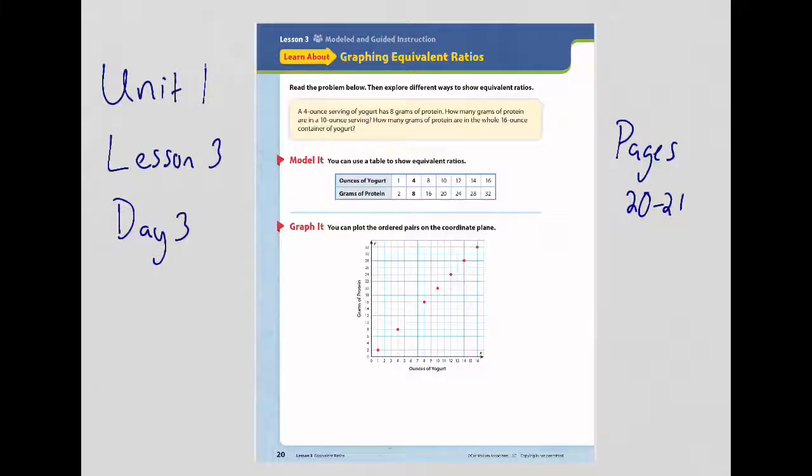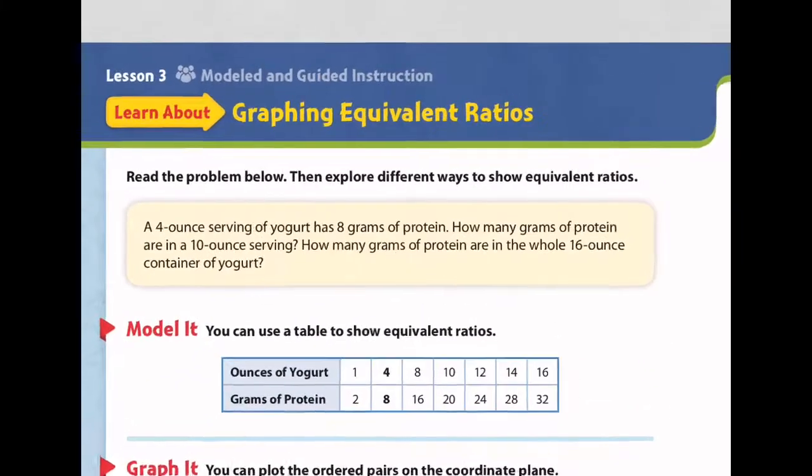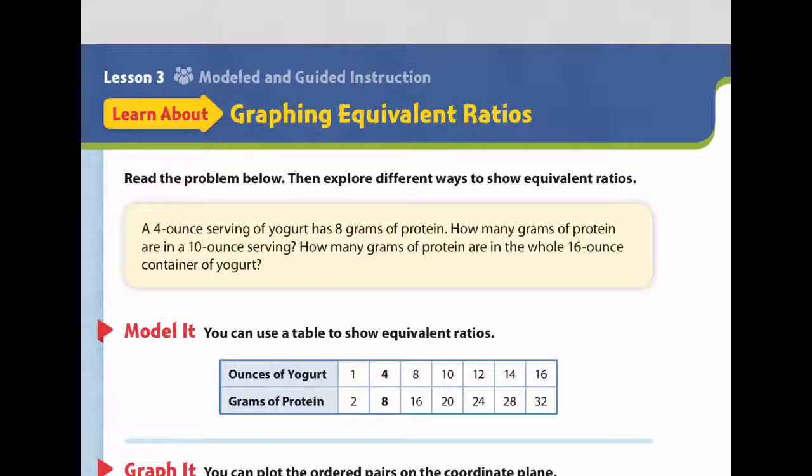So let's get started and let me zoom in on this problem here. It says, a 4-ounce serving of yogurt has 8 grams of protein. How many grams of protein are in a 10-ounce serving? How many grams of protein are in the whole 16-ounce container? All right, so when I'm looking at this, notice they give me my ratio. A 4-ounce serving of yogurt has 8 grams of protein. So that's a ratio of 4 to 8. 4 ounces of yogurt per 8 grams of protein.